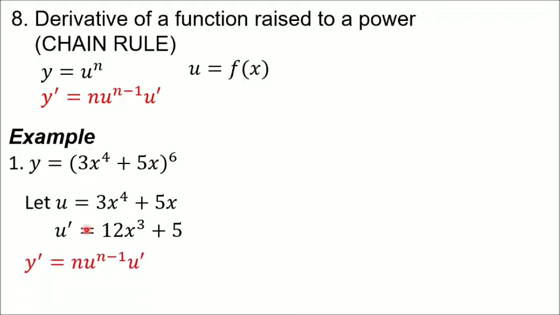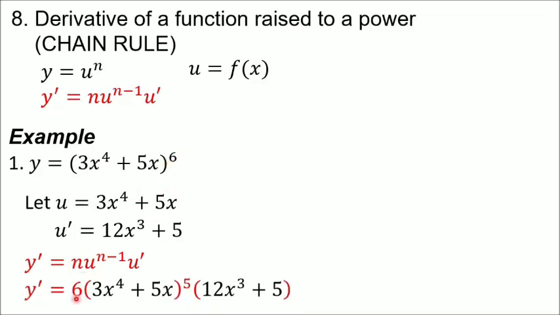Now, we can use the formula and substitute the values. We have here n equals 6. Ayan, yung exponent natin, that's our n, 6 times u. So copy the u, 3x to the 4 plus 5x raised to the power of 5 na lang class dahil nag-minus tayo sa exponent 6. So minus 1, 5. Times u prime, yung derivative ng u, na sinolve natin dito, which is 12x cubed plus 5. And then, i-simplify natin ito.